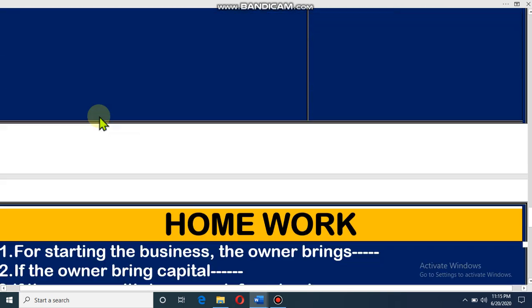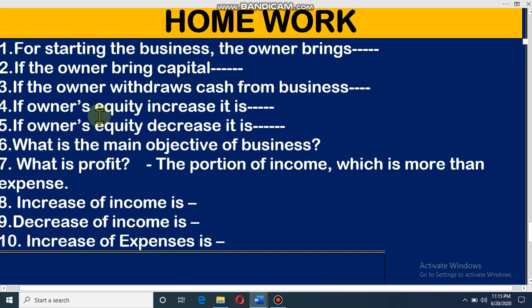Dear student, now some homework. Let me discuss your homework so that you can easily solve it at home. For starting the business, the owner brings what? Capital. If the owner brings capital, then owner's equity increases. If the owner withdraws cash from the business, then it is called drawings, and drawings decrease the owner's equity. If owner's equity increases, it is credit. If owner's equity decreases, it is debit.